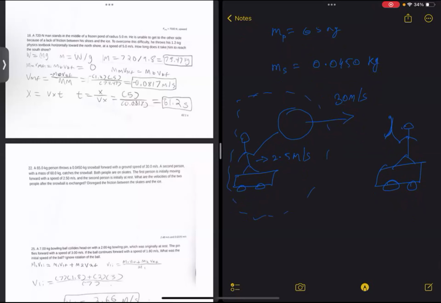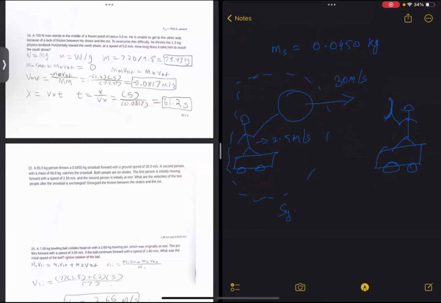If you consider this as the system, when this person throws the snowball, and when it was not throwing the snowball, was there any external force acting on it? There are external forces acting, that are gravity and normal, but there is no net external force because they are canceling each other. So net external force is zero.